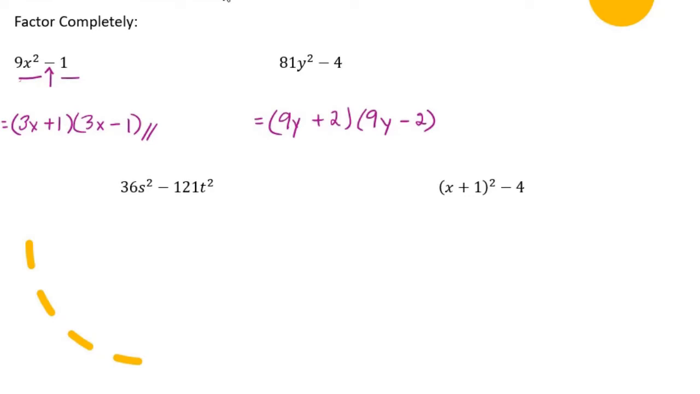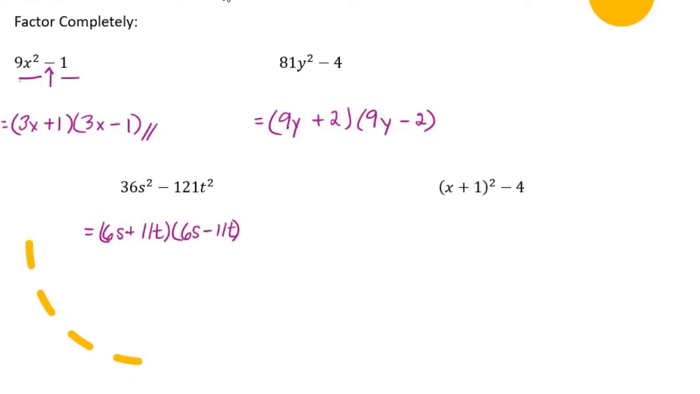Moving along, 36s squared minus 121t squared. The square root of 36 is 6. S squared is, of course, a perfect square. The square root of 121 is 11. Perfect square. And, of course, t squared is a perfect square. So there's more going on in this one, but it fits exactly the same pattern. So once again, we'll give us our boundaries and fill in the square roots. 6s and 11t. One gets a plus, one gets a minus.